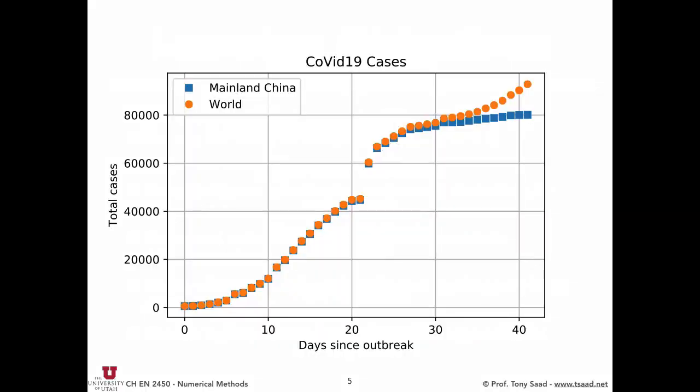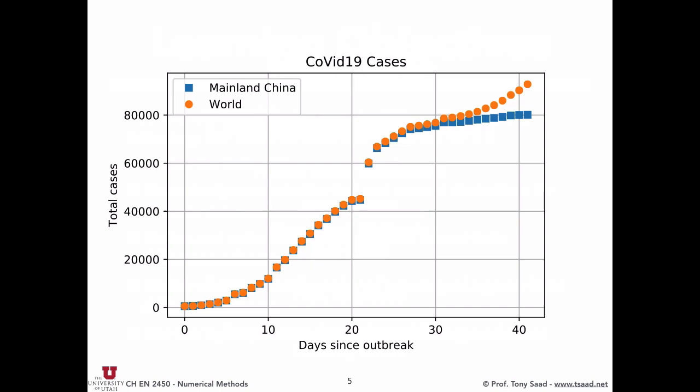But I wanted to do a problem on the coronavirus, and today is that day. Okay? So what I'm plotting here are the total number of cases from day 0 of the outbreak. I don't know when they started counting and recording numbers. And tracking the cases for mainland China, shown in blue squares, and the rest of the world, shown in orange circles. So, the world includes China as well.